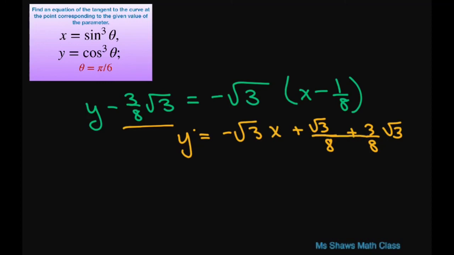So we can add these two up. So this is going to give you y equals negative square root of 3 x, I always think two steps ahead, plus 4 square root of 3 divided by 8, which is just going to equal 1/2 square root of 3.